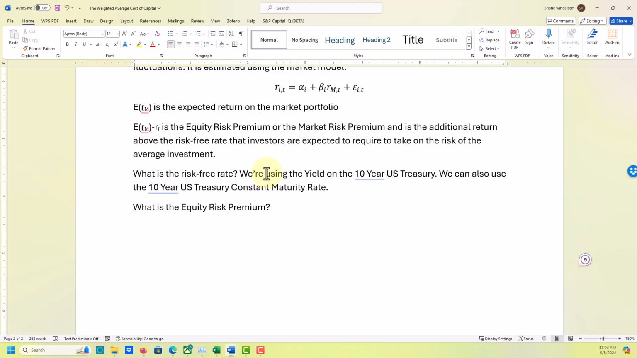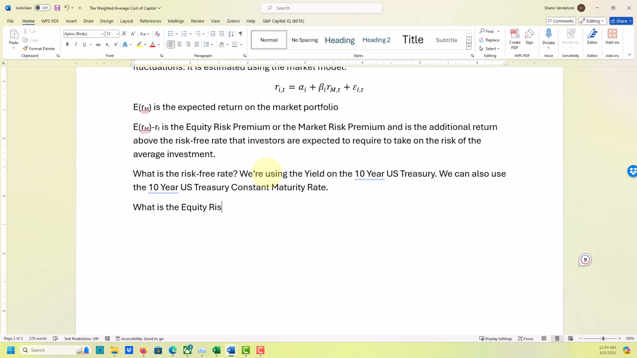If you use other rates, for example, the 1-year U.S. Treasury rate, for some time periods you have to use that constant maturity rate rather than just what the current yield is for the 1-year U.S. Treasury, just because of when it was available.